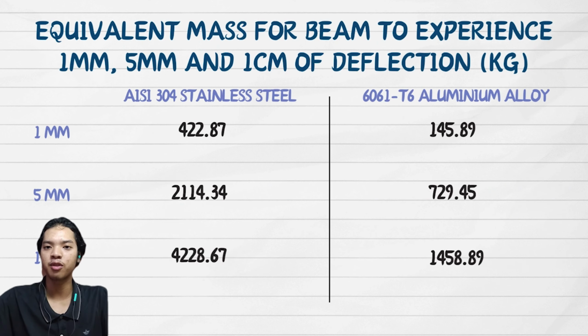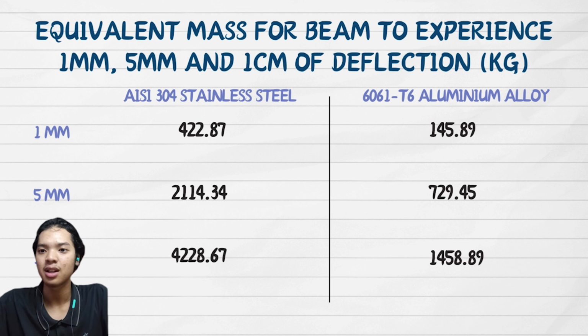Then, we can determine the equivalent mass needed for the beam to experience a 1 mm, 5 mm, and 1 cm of deflection. For the stainless steel, it's 400 kg, 2 metric tons, and 4 metric tons. For the aluminum alloy, it's 145 kg, 730 kg, and then 1,500 kg. So, the stainless steel is more resilient to deflection than aluminum alloy.